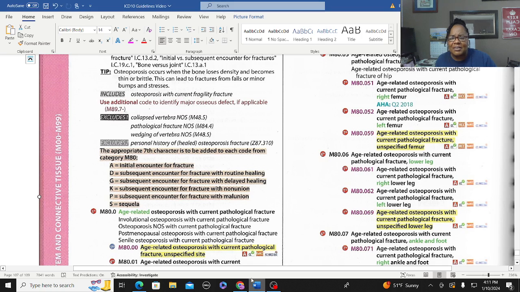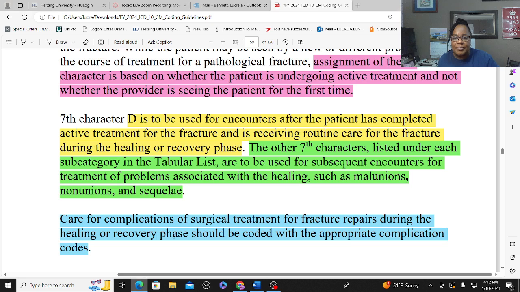And let me show you that again on this 7th character. Remember, the A is for the initial or for as long as they're receiving active treatment. But it says D and the others are subsequent, no longer receiving active treatment, but are receiving routine care for routine healing, for delayed healing, for non-union. The bones didn't come back together as they should and instead might be a little off, or malunion. Either they didn't come together or they need to be broken and put back in place again. And then we know a sequela is like a residue, the result of what's left after. Okay, make sure I covered that.